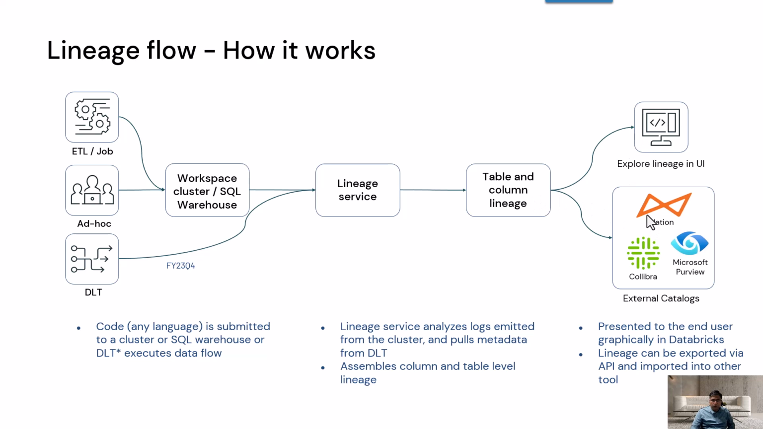And in the same way, if you are using Alation, Microsoft Purview or Collibra, these are external tools where the same table is used to pull the data from Databricks and display it. So these are the visualization tools, and they are presented to the end user graphically in Databricks. Lineage can be exported via API if you are calling Databricks via the API to filter or fetch the lineage, or you can import it into other tools. So this is how lineage works end to end.